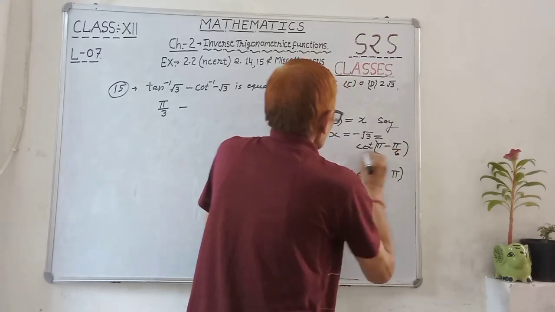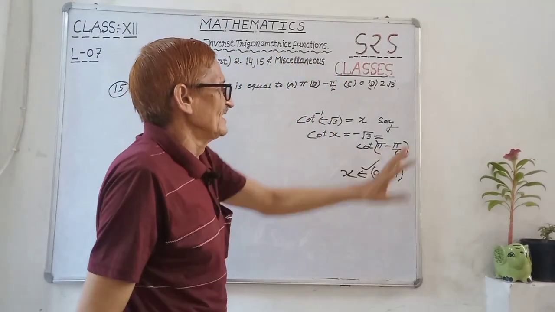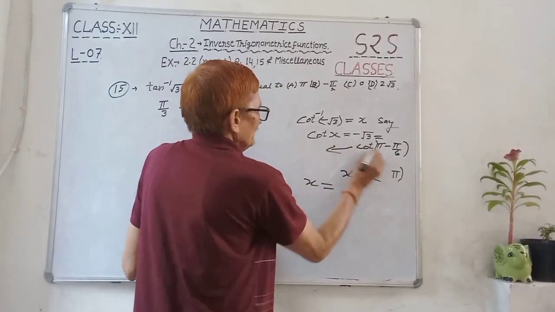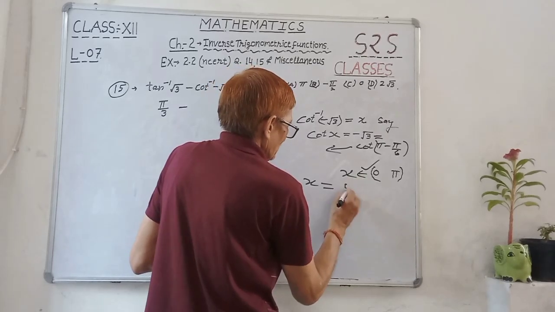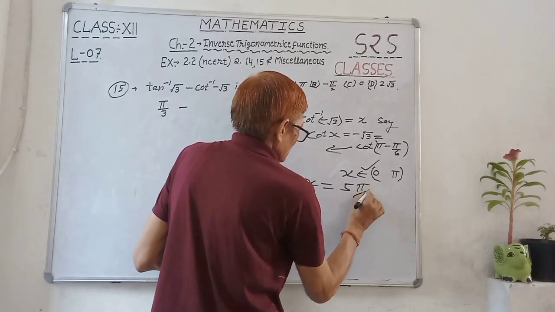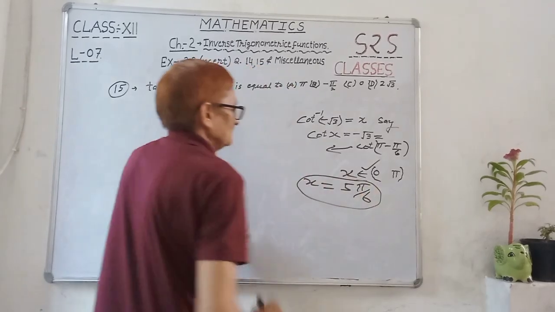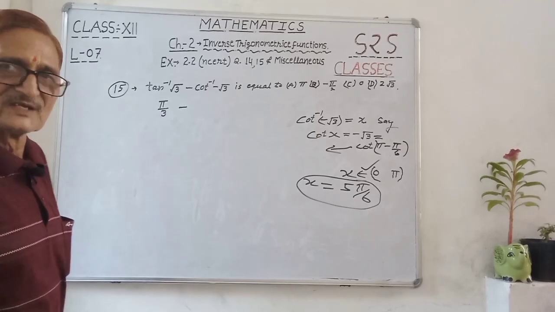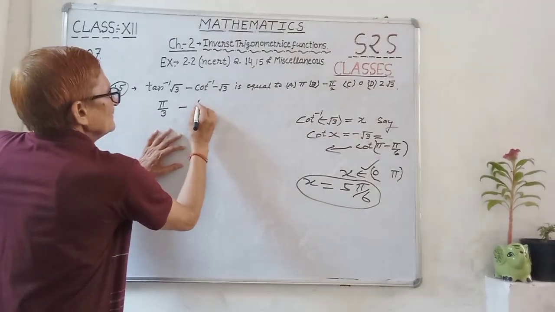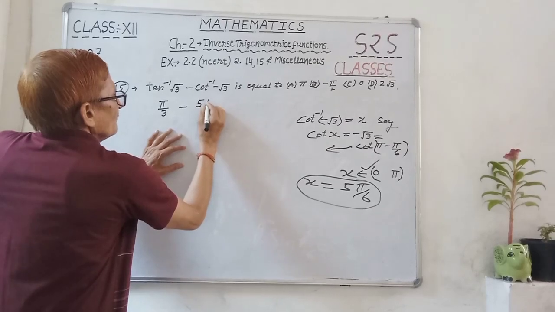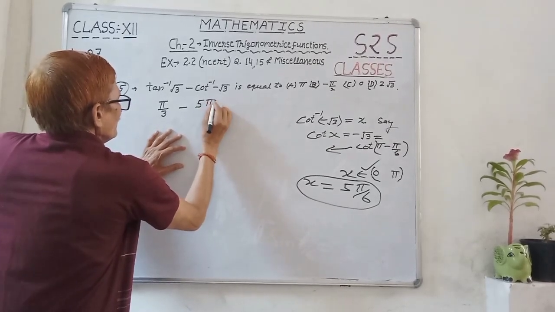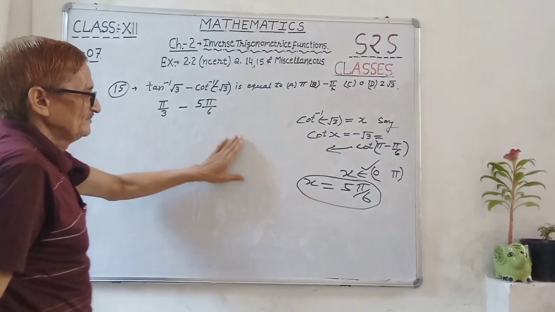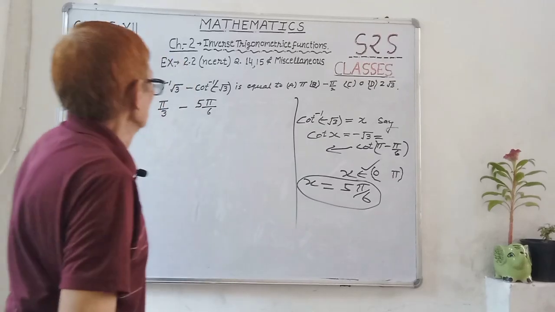Understand this thing. Cot cancels, then x is pi minus pi by 6, so x is 6 pi minus pi by 6, that is 5 pi by 6. This is in the range branch of the cot inverse. Now simplify.